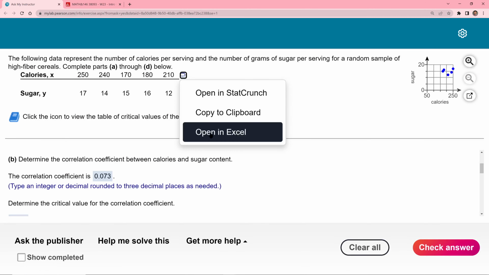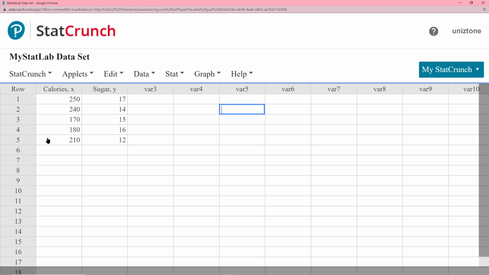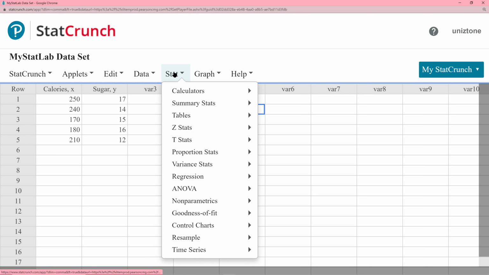As you can see, we have 5 observations. And I can go to Stat, go down to Regression, Simple Linear. Choose the X variable as calories and the Y variable as sugar. That's all you have to do at this point. Hit Compute, and they give us all the stuff that we need. If I hit over, it even plots a nice scatter plot.